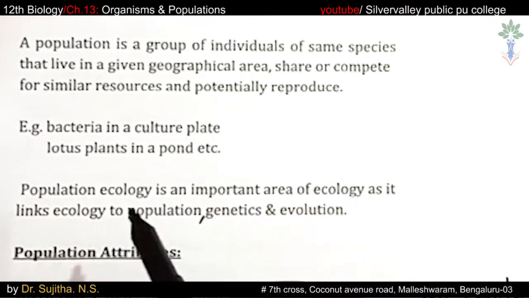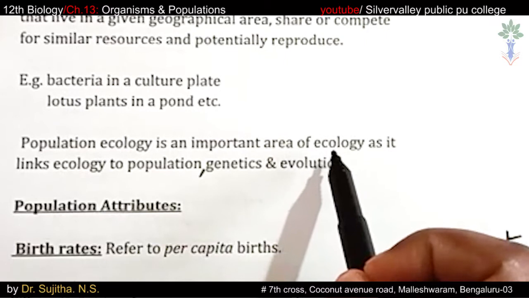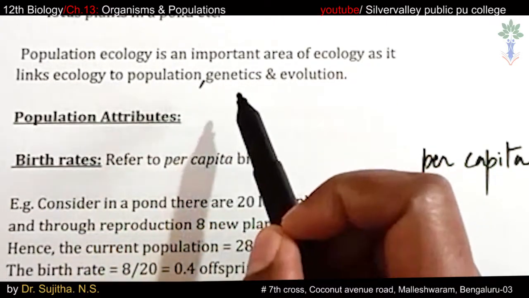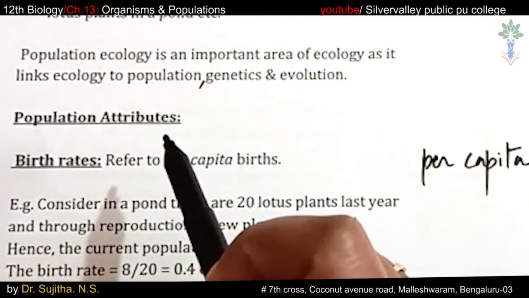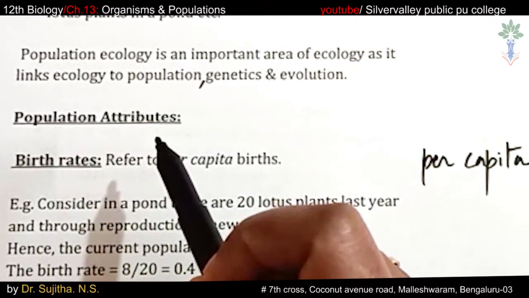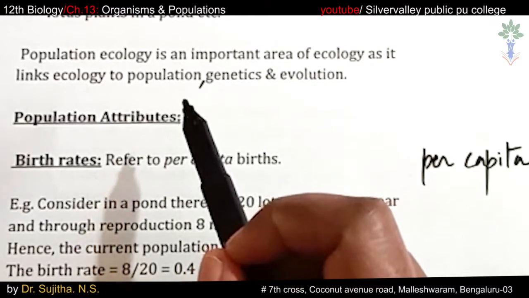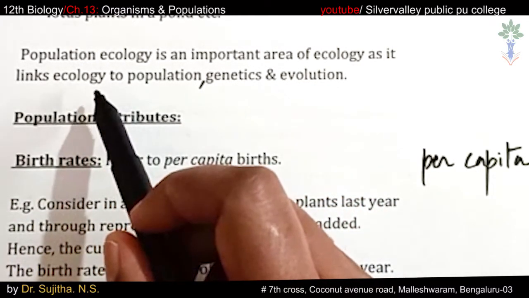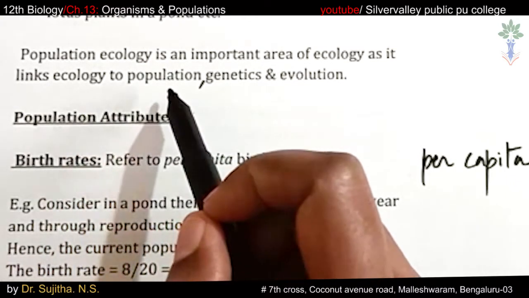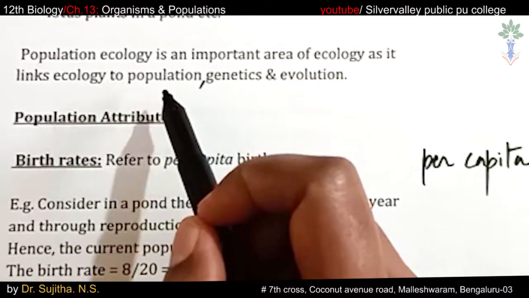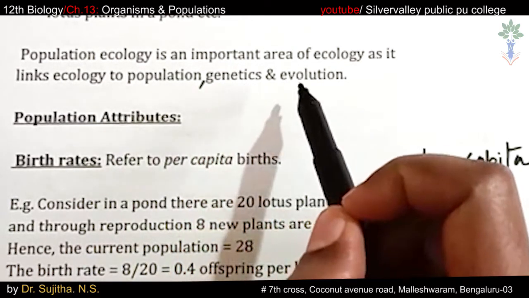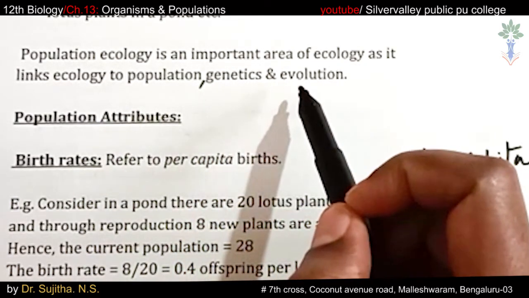Population ecology is an important area of ecology as it links ecology to population, genetics and evolution. So, population ecology explains the ecology, along with the characteristic features of the population, the genetics of the population, and also the evolution of the particular population.